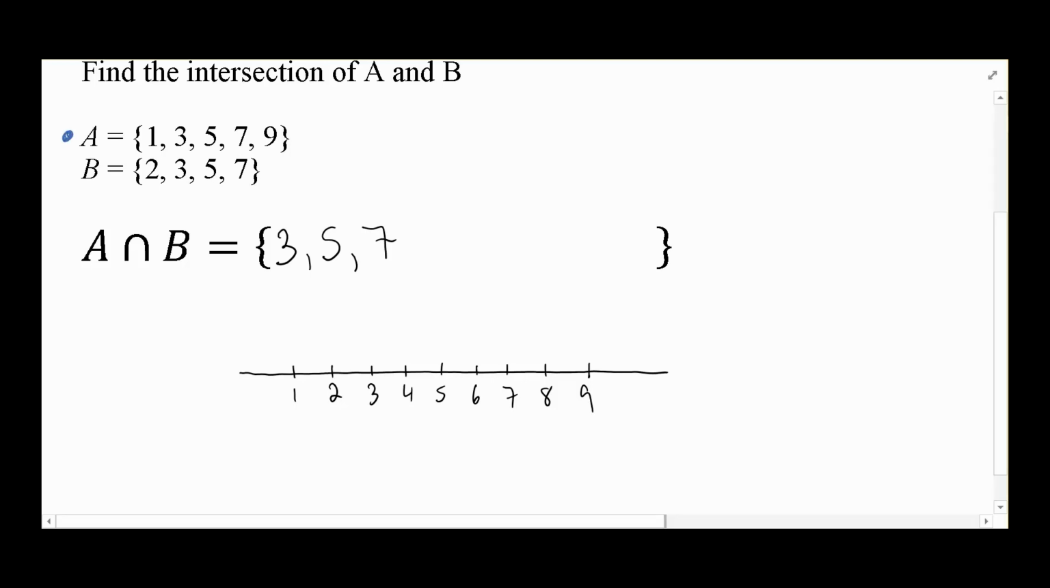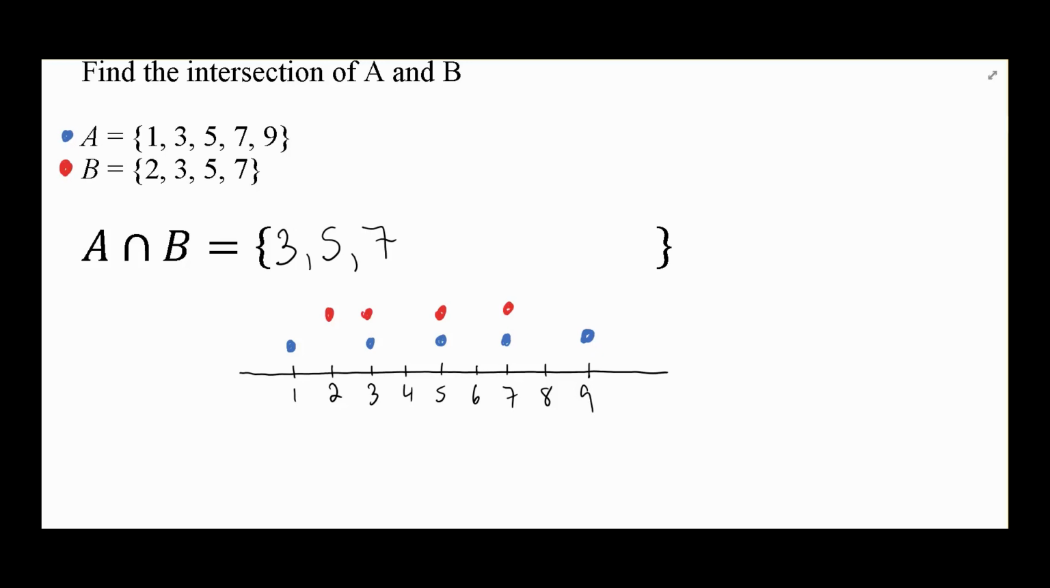So I'm going to go ahead and use blue to represent set A. Set A was 1, 3, 5, 7, and 9. And I'm doing this above the number line on purpose, and I'll explain why in a second. Set B, also above the number line, was 2, 3, 5, and 7.